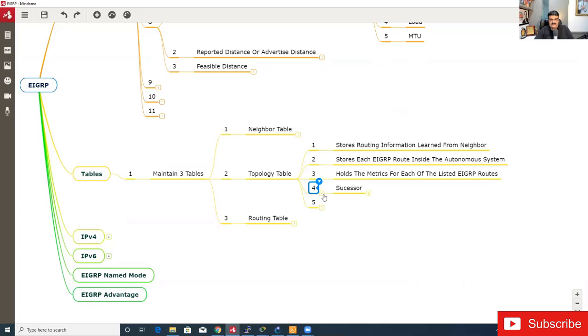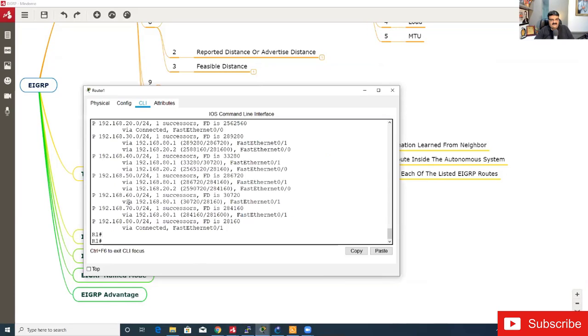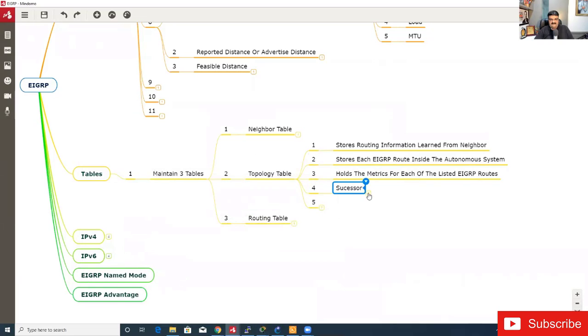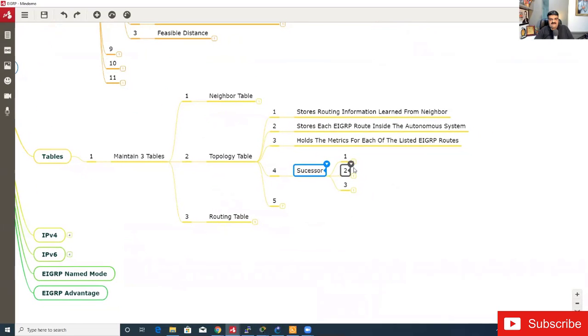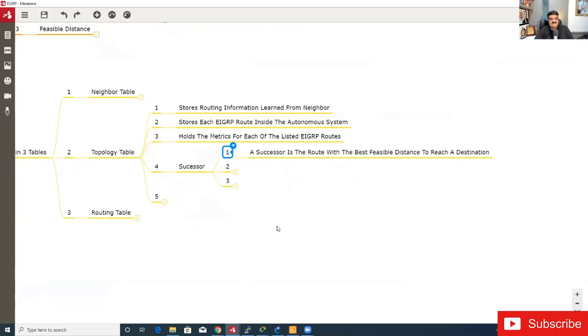Now here we have two types, like successor. In this particular matter, if you find over here, for 50, we have 80.1, which is the successor because it has the lowest cost, right? Now, what is a successor? We have to remember 3 points about the successor. The first is, the successor is a route with the best feasible distance to reach the destination, right? It is also considered a primary route. So the router will use this route. If I want to send the data right now, the router will use this route as the successor, right? This will be the primary route.